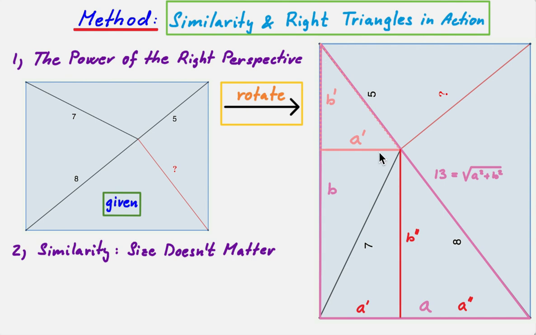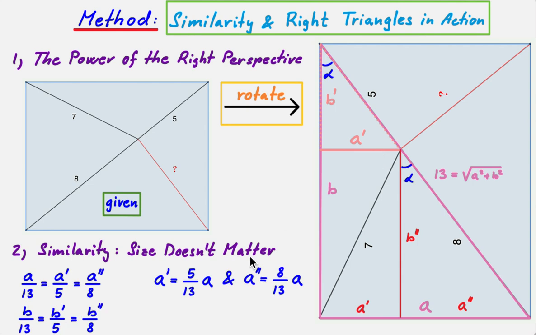Okay, so let's write a couple of similarity equations. Here we have all the different ratios. So A over 13, that is one of the sides of the triangle divided by the hypotenuse, and equally A prime divided by its hypotenuse 5. And so that's what I write here.